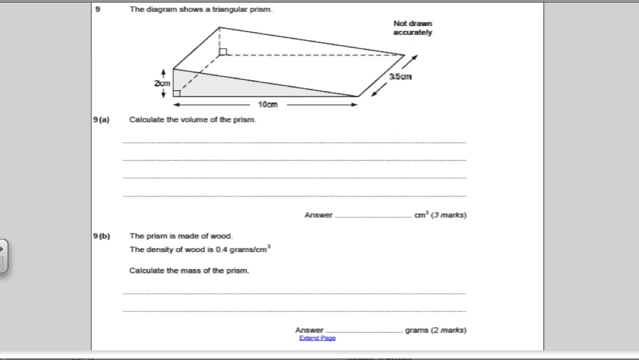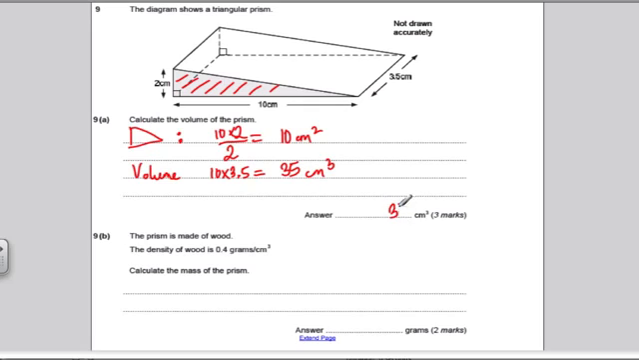Okay, it says the diagram shows a triangular prism. What's the volume of this prism? Well, we know from our previous video that the volume of a prism is the area of the face times by how far back it goes. Now, let's work out the area of this triangle. The area of a triangle is base times height divided by 2, so 10 times 2 divided by 2, which would be 10 centimeters squared. So the volume is that area times by how far back it goes, namely 3.5. So we do 10 multiplied by 3.5, and we get 35, and the unit is centimeters cubed. So 35 is our answer.